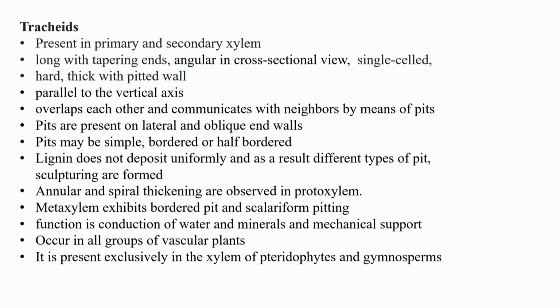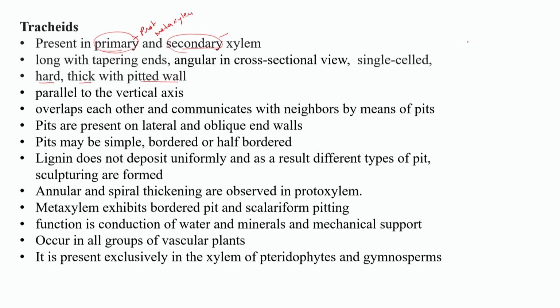Coming to tracheids. Tracheids are found in primary and secondary xylem. That means in the early stages in protoxylem and metaxylem, primary means protoxylem as well as metaxylem. This is found in primary tissue. Tracheids are also present when secondary xylem formation takes place from cambium. So in secondary tissues you will also find tracheids. They are hard, thick walled, with pitted wall.